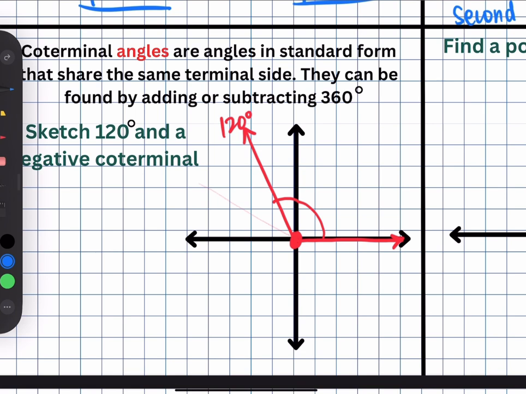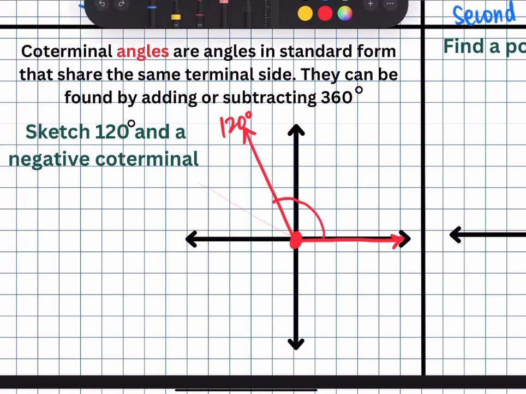So, for the sake of this problem, I just need to find one negative coterminal angle. So, I'm going to take my 120 degrees, and because I want a negative coterminal angle, I'm not going to add 360, I'm going to subtract 360. And I'm going to get negative 240 degrees. So let's graph negative 240 degrees, okay?